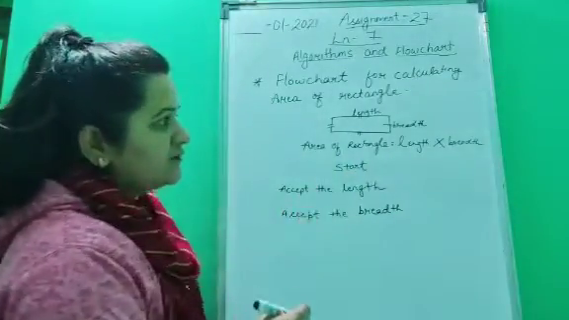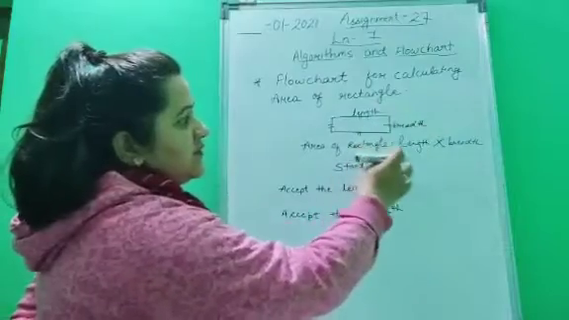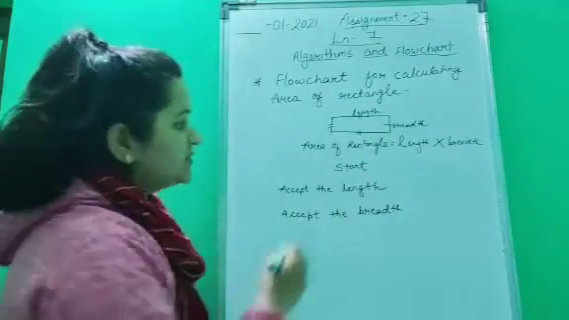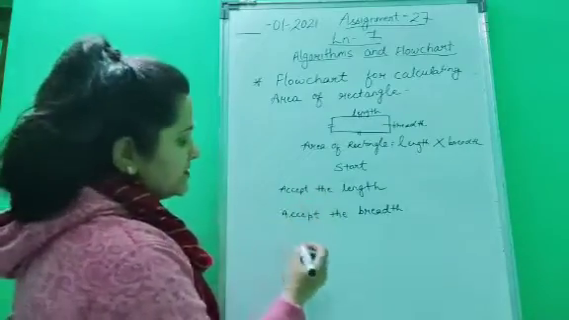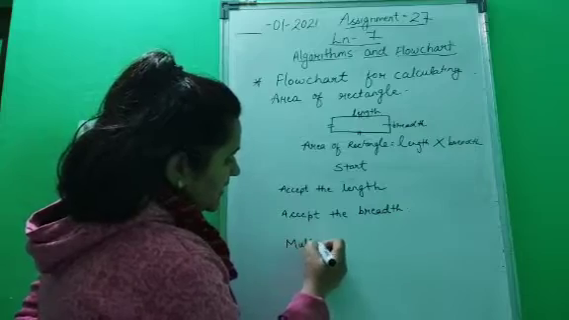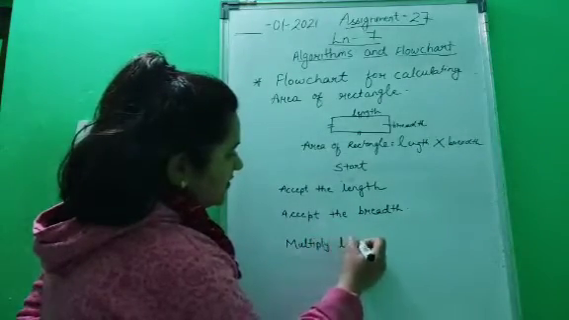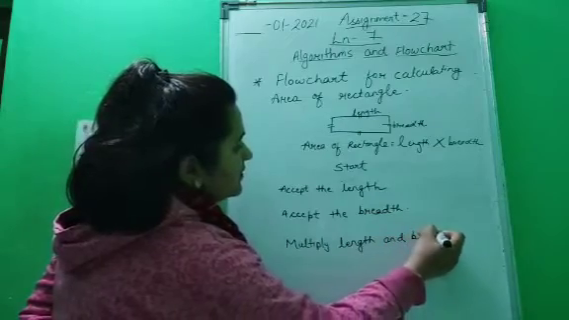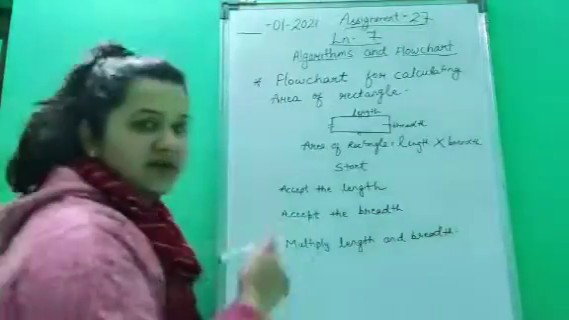Now after that, what you have to do? Length is there, breadth is there. Now what you have to do? You have to multiply them for calculating the area. So what process should be done? You will multiply length and breadth. This should be the next step.